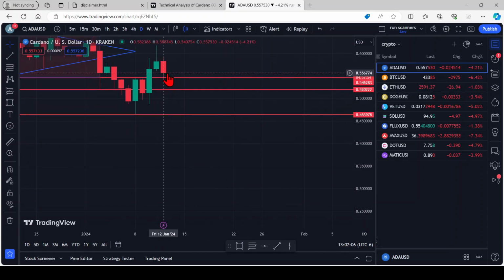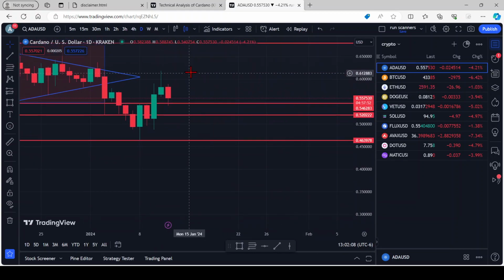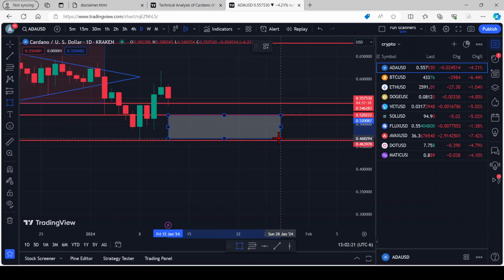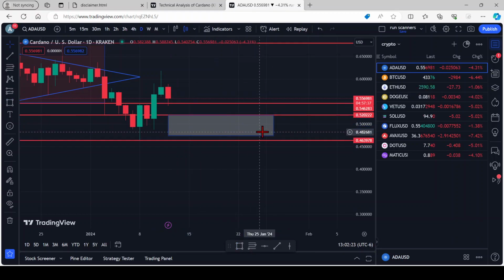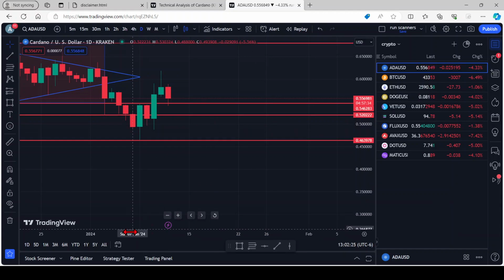If we find that ADA does not break this for a higher high, that's this daily bar right here, and continues on down, I do think we will eventually start looking at falling into this range. Not forever, and that's not a bad thing, but I think we're going to end up falling back into this range right here.